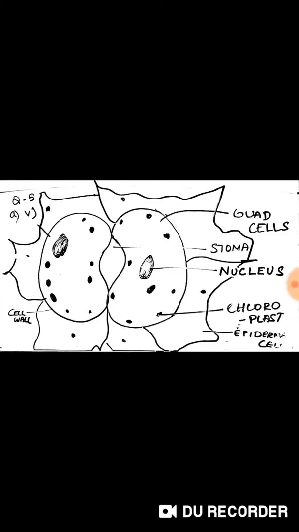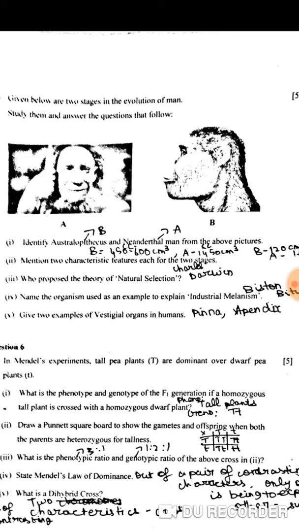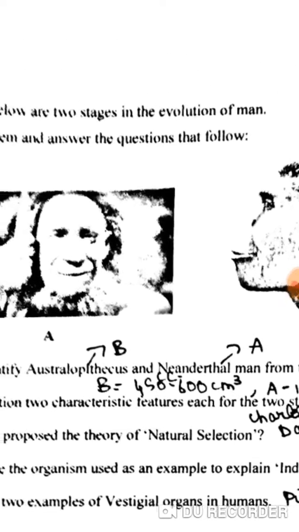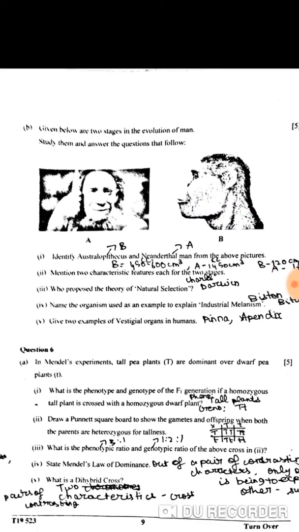Now B. Identify Australopithecus and Neanderthal man from the above pictures. B is Australopithecus and A is Neanderthal man. Mention two characteristic features for each of the two stages. For Australopithecus, the cranial capacity is 450 to 600 cm cube, and for Neanderthal man, the cranial capacity is 1450 cm cube. For Australopithecus, the height is 120 cm, and for Neanderthal man, the height is 160 cm.